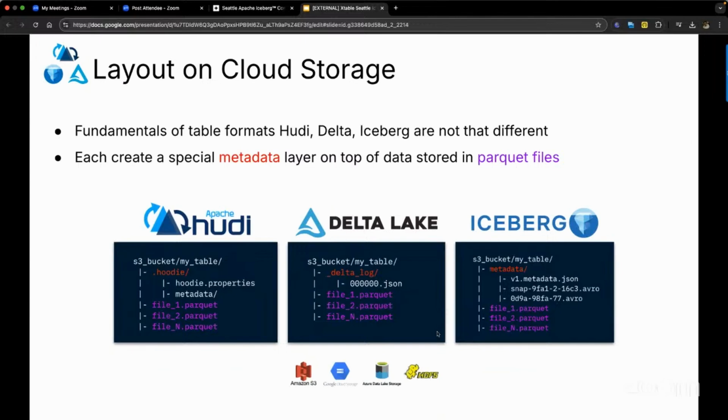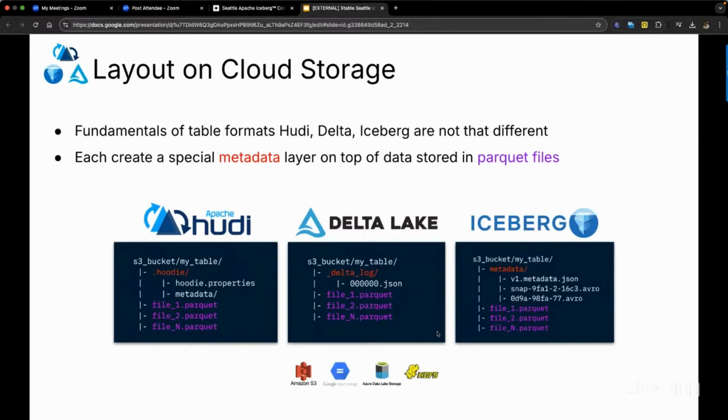So as you all probably know, for Iceberg, it's a tree-like structure where you have a list of snapshots, each snapshot referring to a list of manifest files, each manifest file referring to a list of data files for what was added or deleted in that operation.